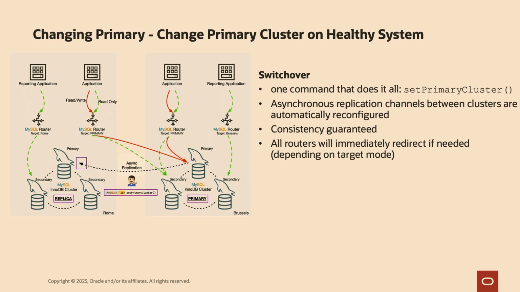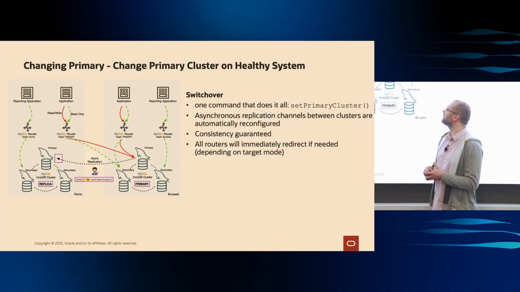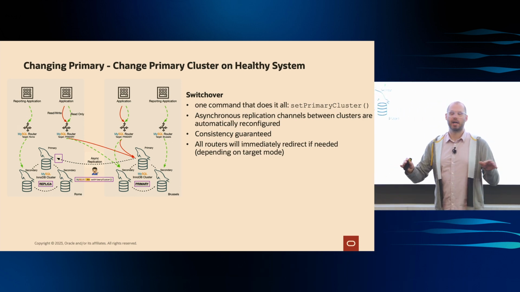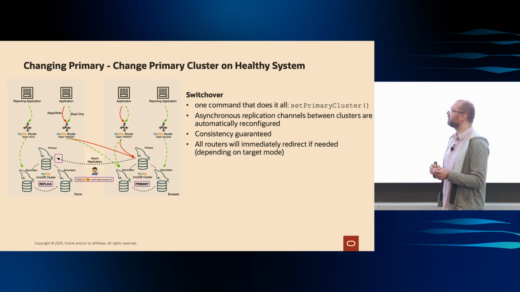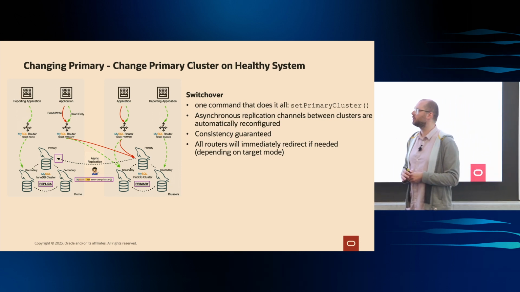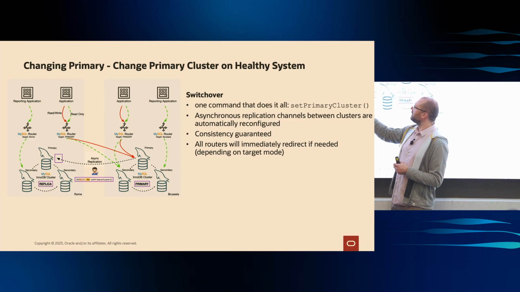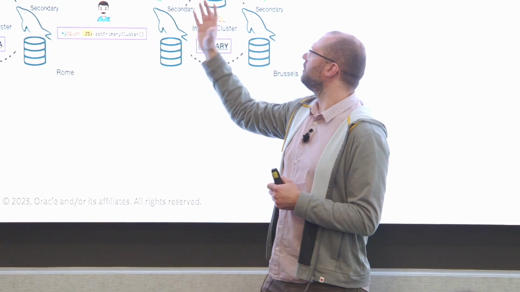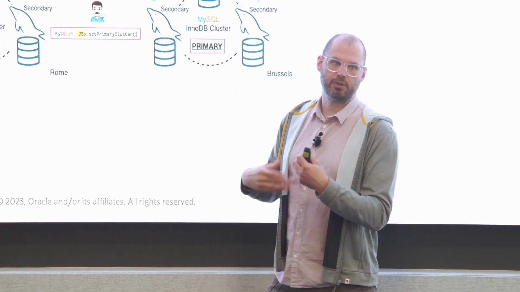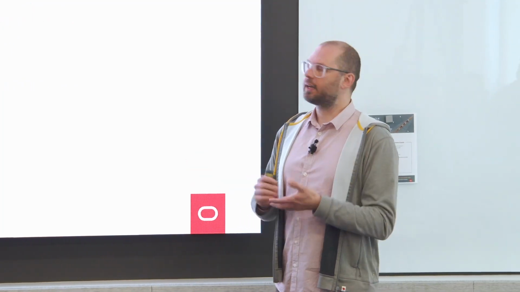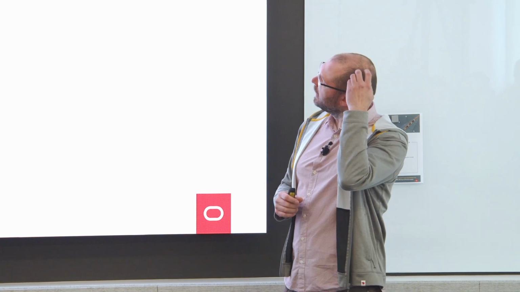Rome is now a replica cluster. Brussels is the primary cluster. So very easy, just one command, and all the rest happens for you. We can guarantee that during this process there are no split brain situations or whatnot. What we do is we basically make sure that the replica is caught up. We stop everything here. Then we promote the replica cluster to become the primary. So all one step, one command. Routers will automatically adapt based on that.